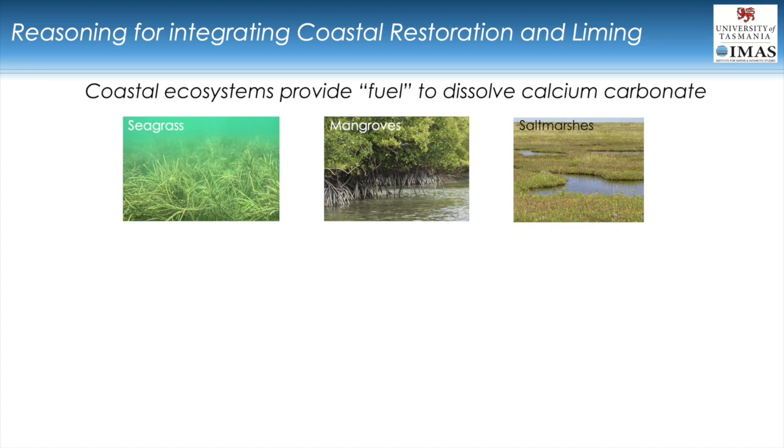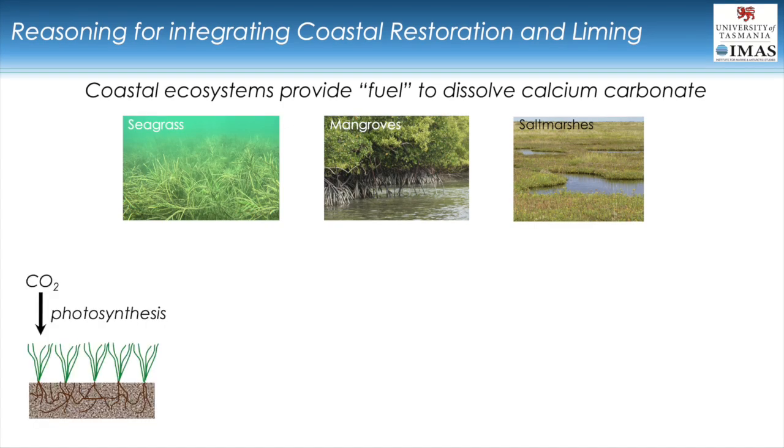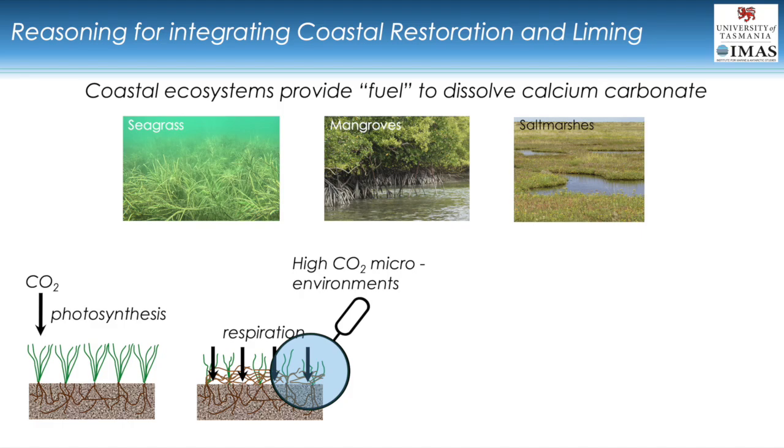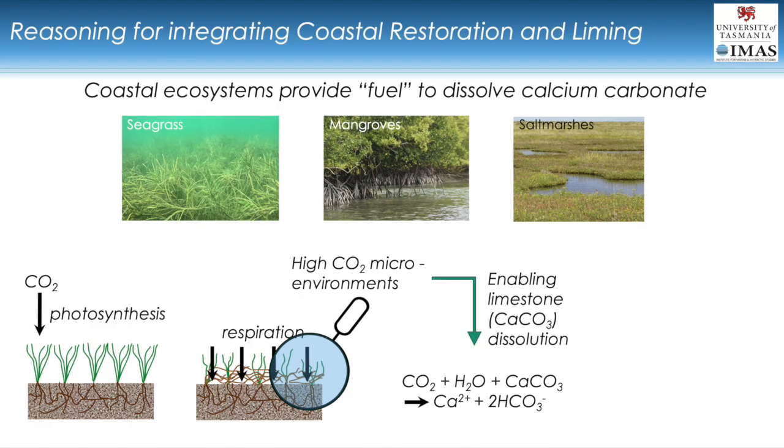So when the primary producers in these systems photosynthesize, they take up CO2 and convert it to organic matter. And some of this organic matter over time accumulates in the sediments. And this is broken down by bacteria which release CO2 and lower the pH of the pore water. So limestone doesn't normally dissolve in normal seawater, but when the pH is lower, it promotes dissolution.